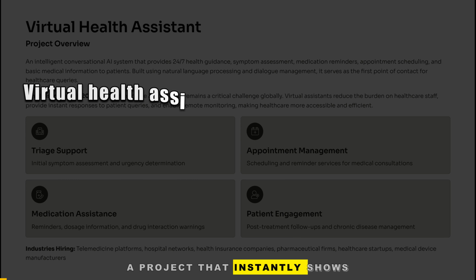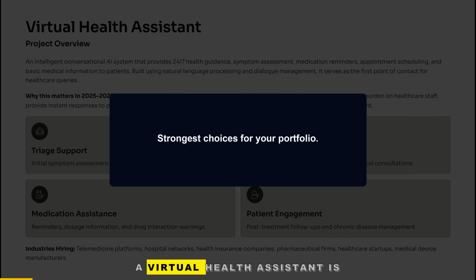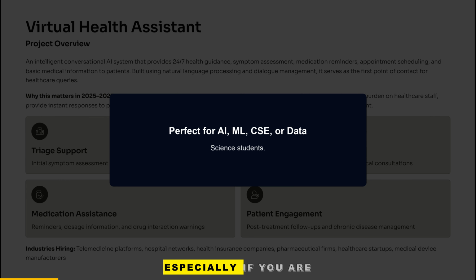If you want a project that instantly shows recruiters you can build real AI products that help real people, a virtual health assistant is one of the strongest choices you can add to your portfolio, especially if you are an AI, ML, CSE, or data science student preparing for internships or placements.